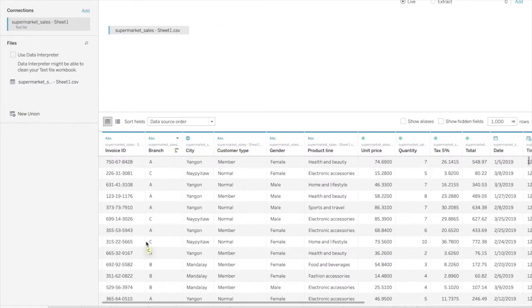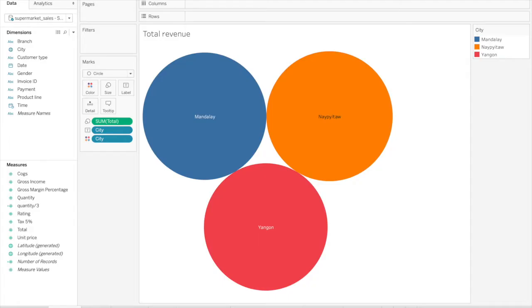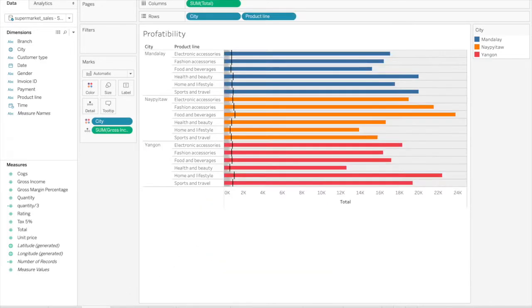All right, so this is the data. This is the data of the supermarket, and that's what I used. There are three different supermarkets in three different cities. One of them is Mandalay, the second one is Naypyitaw, and the third one is Yangon. I also created this visualization for us to see how profitable each given item is. The black mark is the profitability line, and this big line is the actual revenue.